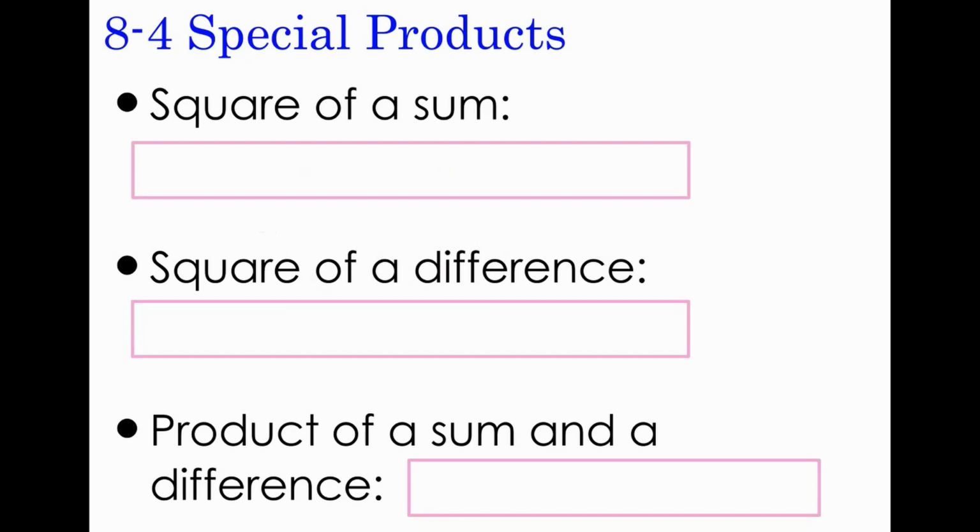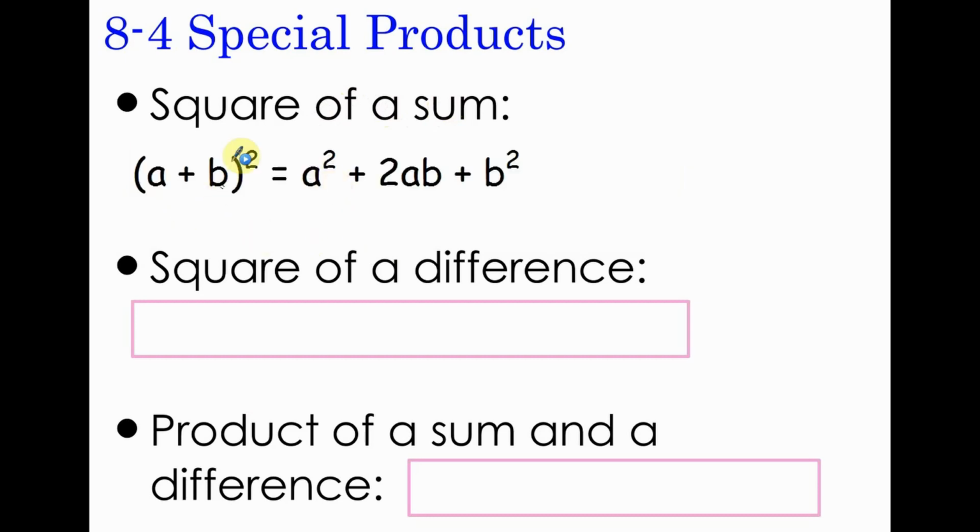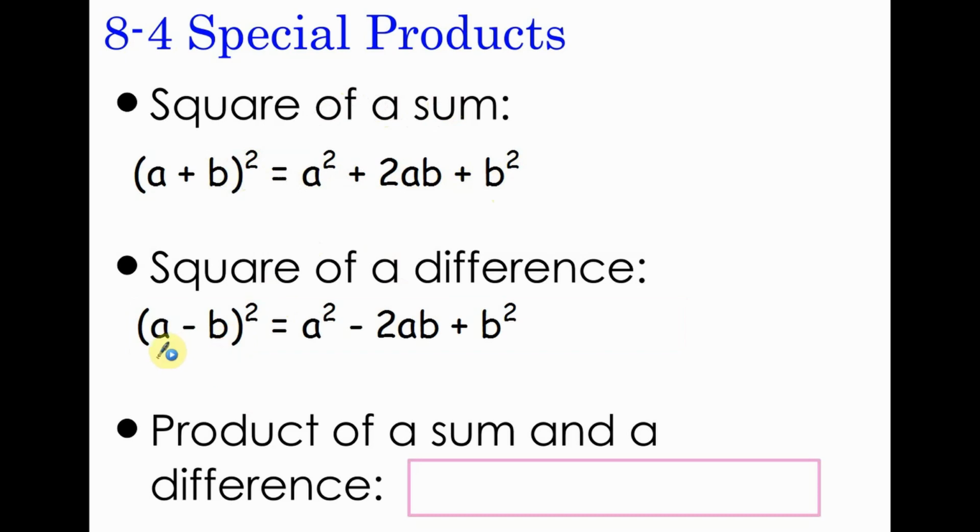In lesson 4, this was a lesson that's starting on how to distribute a quicker way. For example, there were three types of special products. The first one was a square of a sum, which means when you had (a plus b) squared, you will have a squared plus 2 times a times b plus b squared. When you had square of a difference, this was when you had (a minus b) squared. The only difference is now that you're going to have negative instead of positive: a squared minus 2ab plus b squared.